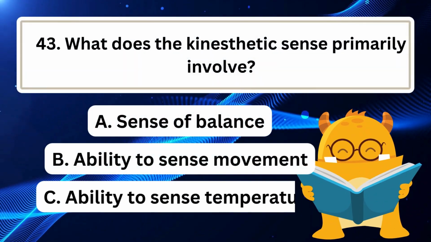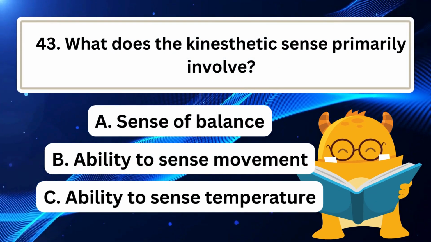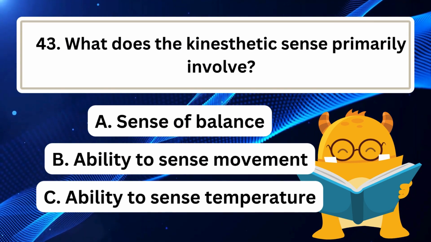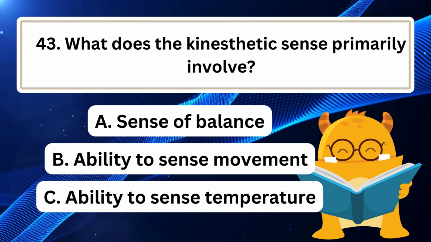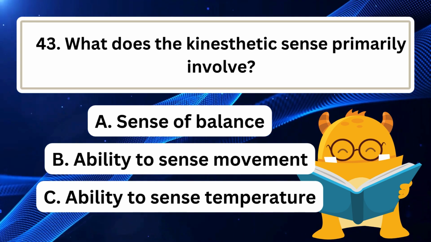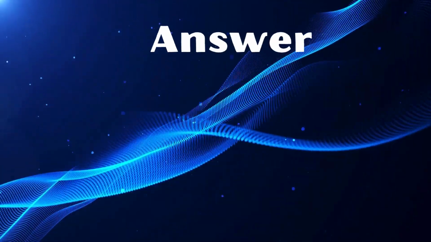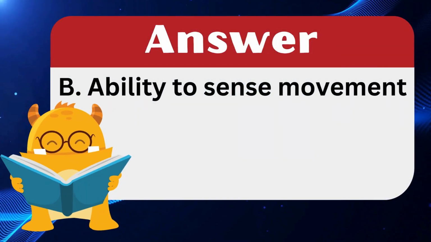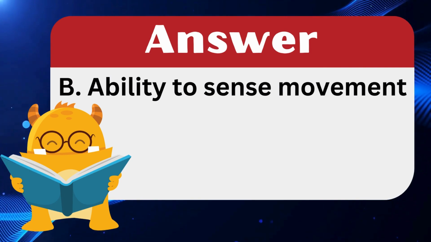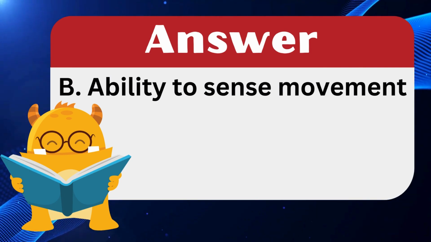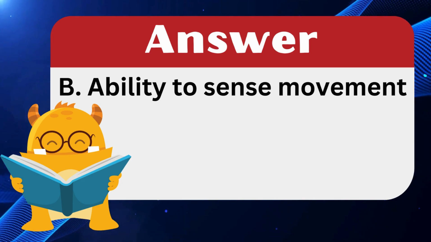43. What does the kinesthetic sense primarily involve? A. Sense of balance. B. Ability to sense movement. C. Ability to sense temperature. B. Ability to sense movement. The kinesthetic sense relates to the ability to sense movement without needing to see.